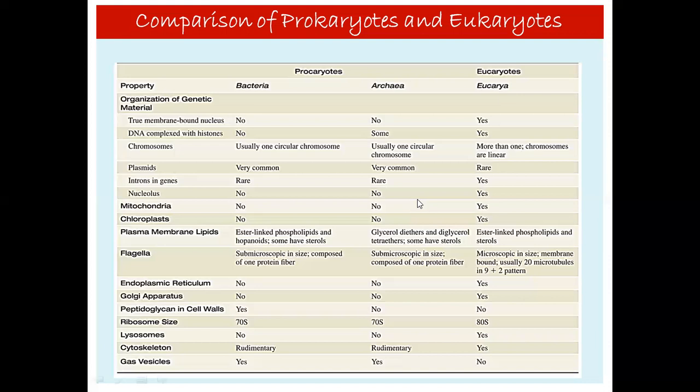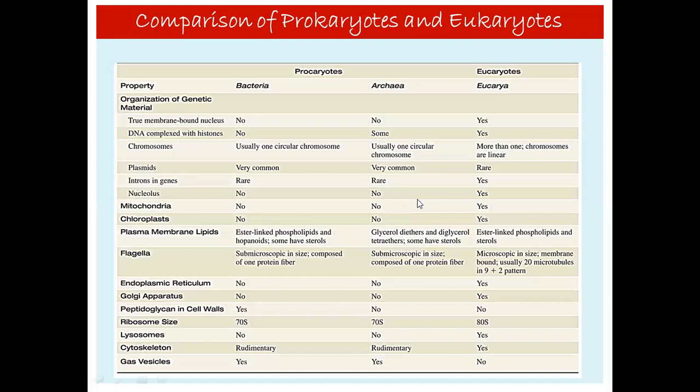The nucleolus is absent in prokaryotes. Membrane-bound organelles like mitochondria, Golgi apparatus, endoplasmic reticulum, and lysosomes are all absent in prokaryotes. The chloroplast is also absent in prokaryotes. The cytoskeleton is another important feature of the eukaryotic cell, which is completely absent in prokaryotes.